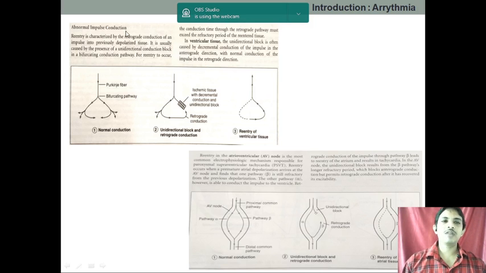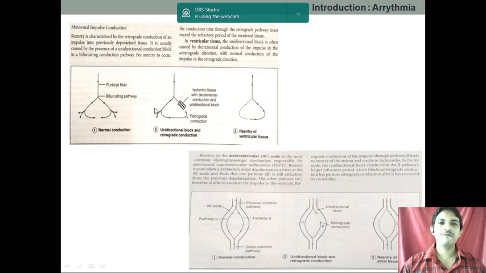Now we'll see about the abnormal impulse conduction, after the formation of the abnormal impulse. Whenever we talk about normal impulse conduction, it comes through the SA node, AV node, bundle of His, and then the Purkinje fibers, through a bifurcating pathway.